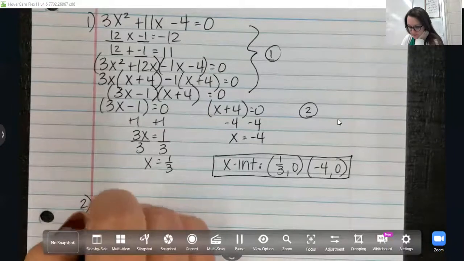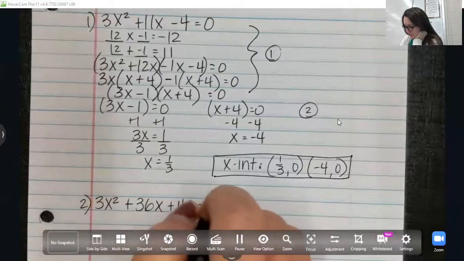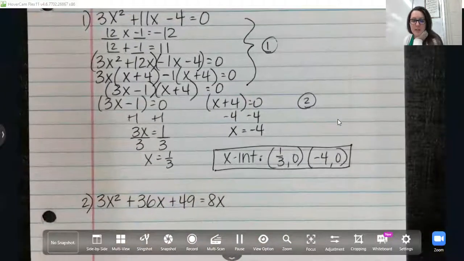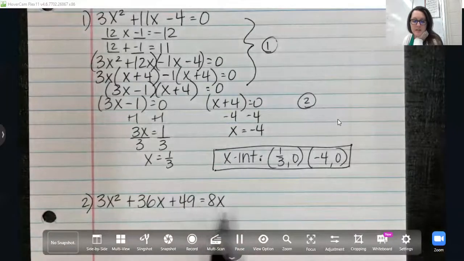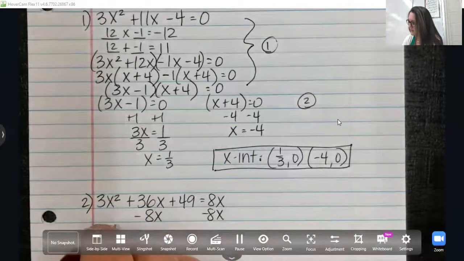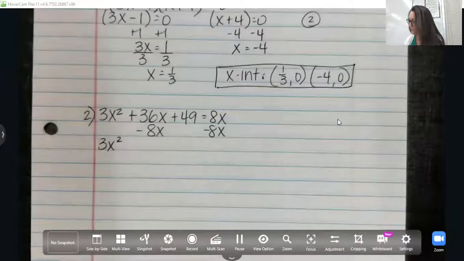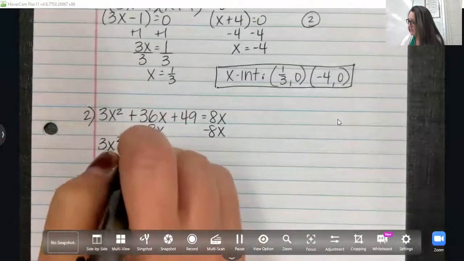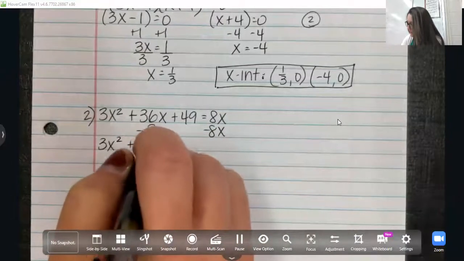We have 3x squared plus 36x plus 49 equals 8x. All right, so we have an issue, a little bit different. See, this one is equal to 0. In this example, it's not. We have to make sure that it equals 0 before we do any of this stuff. So we're going to move our 8x over first, because I can't use my zero product property if it doesn't equal 0, right? So we need to make sure that it equals 0 first. 36 minus 8 is 20, oh my goodness, 28.